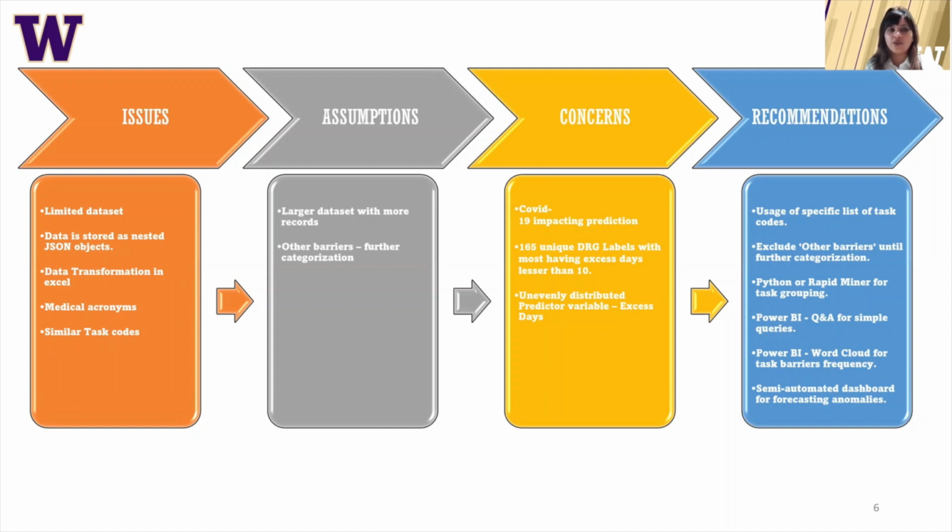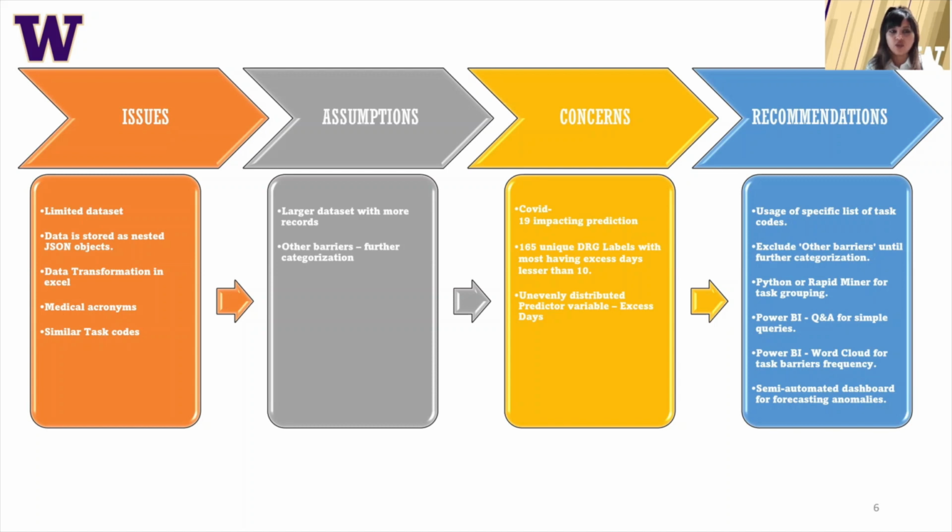So finally, we have a proposed solution or recommendation. We suggest other barriers be excluded until further categorization, or Virginia Mason can opt to use a cross-reference table for all unique task codes, which are team created based on the 861 records we have presently. And also to use a specific list of task codes. We suggest using Python or RapidMiner for task grouping.